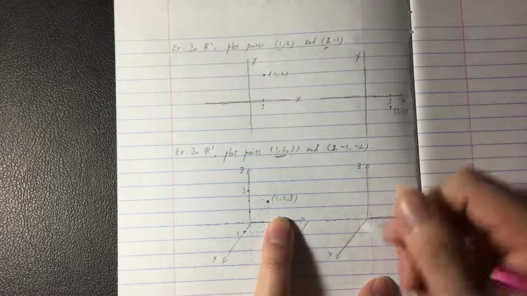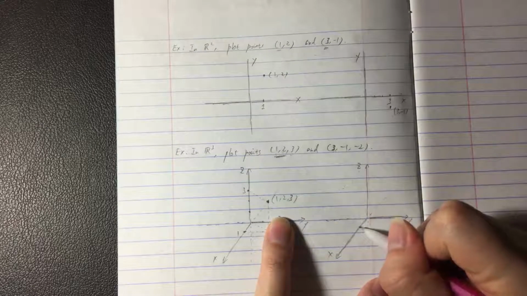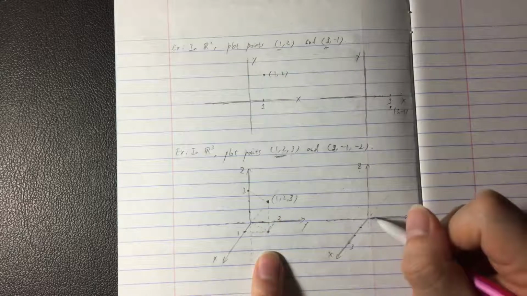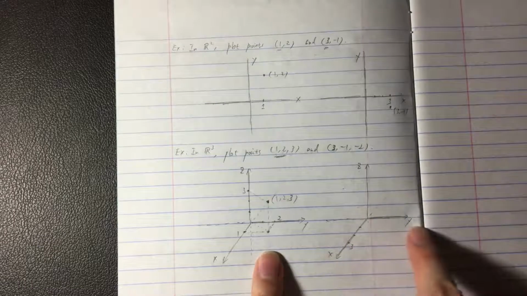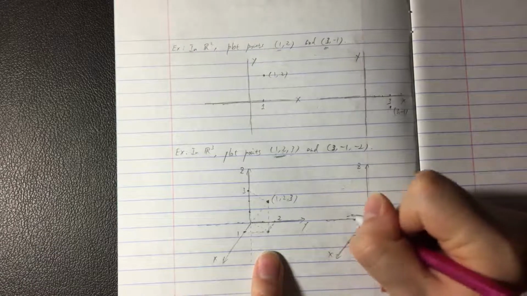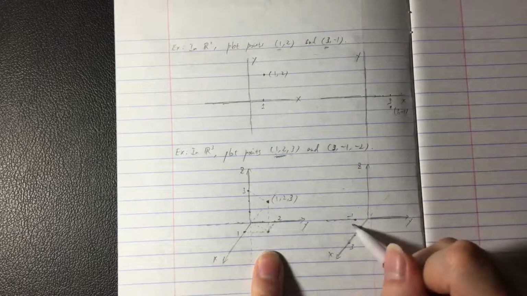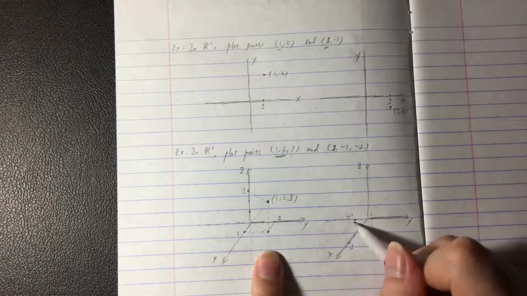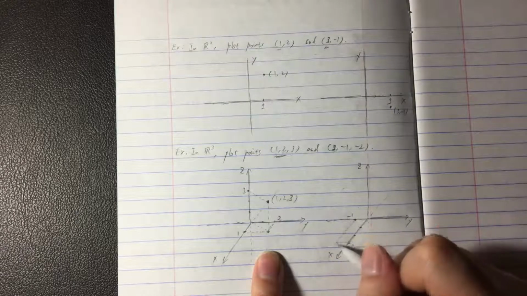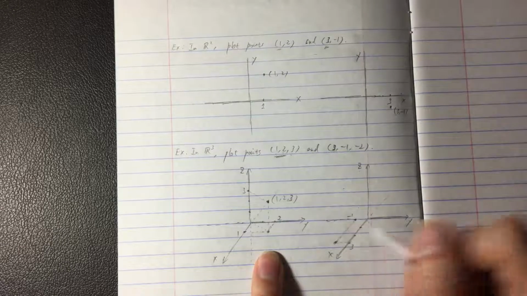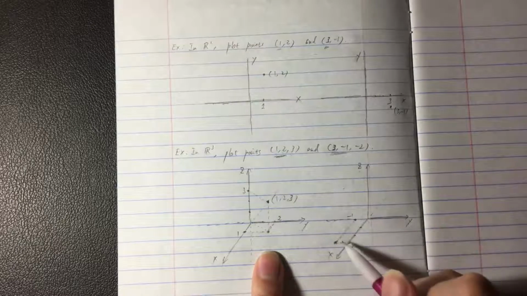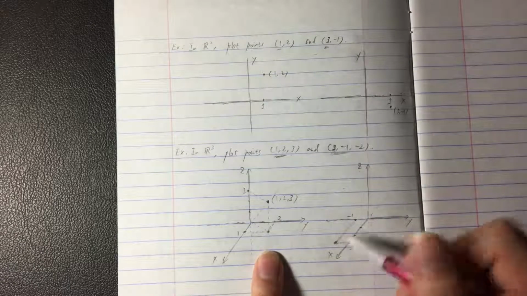The x coordinate is 3. The y coordinate is -1. 1, 2, 3. The y coordinate is -1, so that's the positive y direction. This is the negative y direction, somewhere here. Then the point 3, comma -1 is somewhere here. That's the point 3, comma -1 in the xy plane.